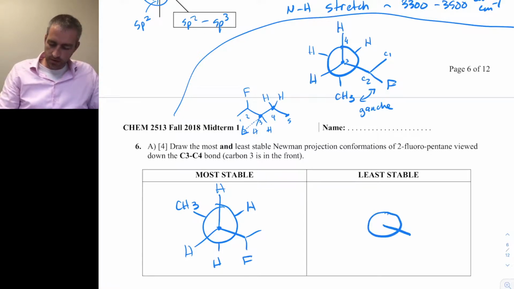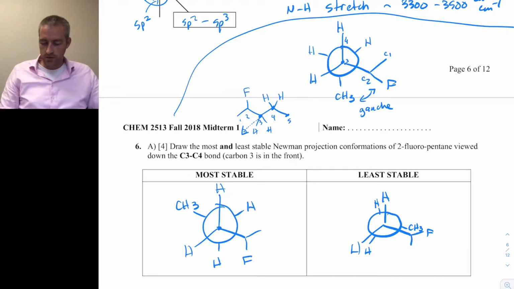Again, we can leave the front the same. I guess I flipped the fluorine, but that's okay because that's a single bond that can rotate. Hydrogen, hydrogen. Spin the methyl around. And you get this conformation.